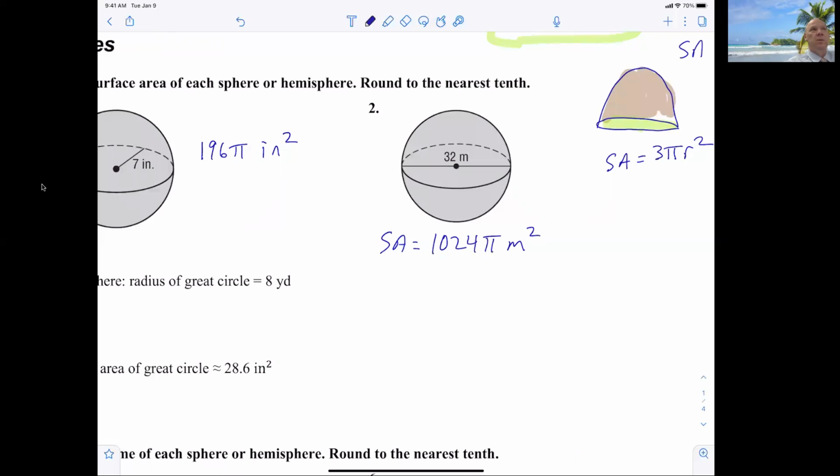4096. Somebody said 4096. Anybody agree with that? What's the radius? The radius is 16. So 16 squared is 256. 256 times 4 is 1024. So that is correct. All right, you have to be careful.